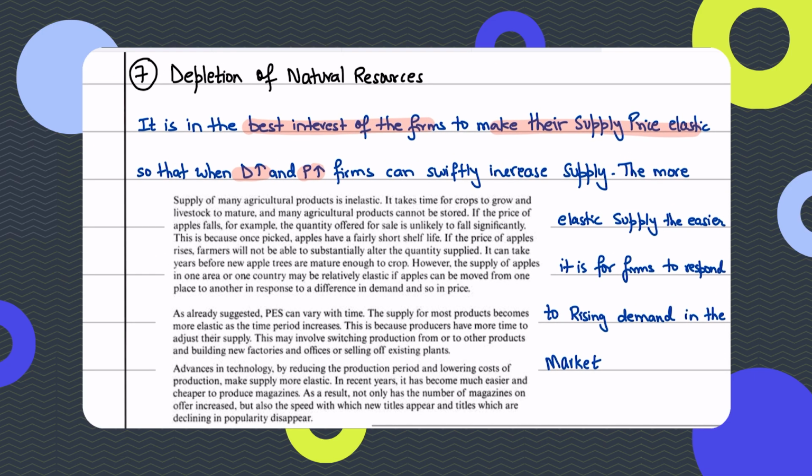So what you're saying is that it is in the best interest of the firms to make the supply more price elastic, because when demand goes up and price goes up, then firms can quickly increase supply. And the more elastic the supply is, the easier it is for firms to respond to rising demand in the market. The quicker and the easier it will be for them to respond to increasing demand, and the more customers they would end up satisfying, and pretty honestly, the more revenues they would be ending up making as well.